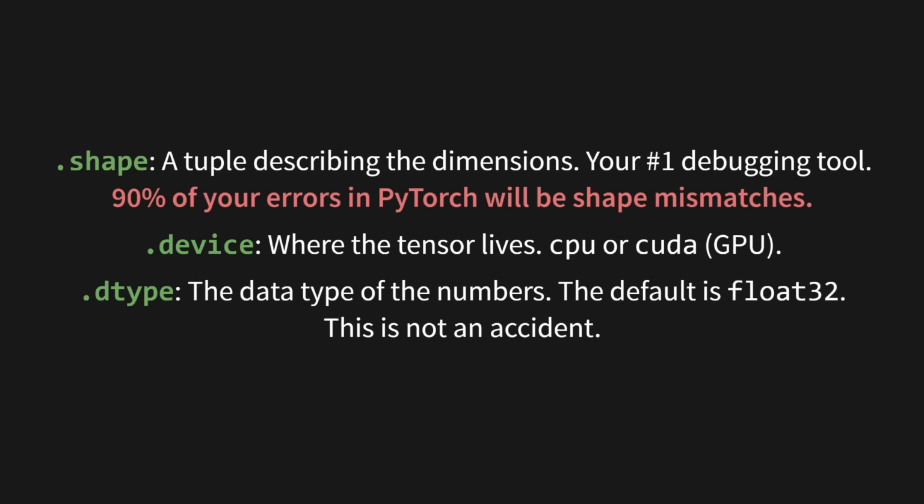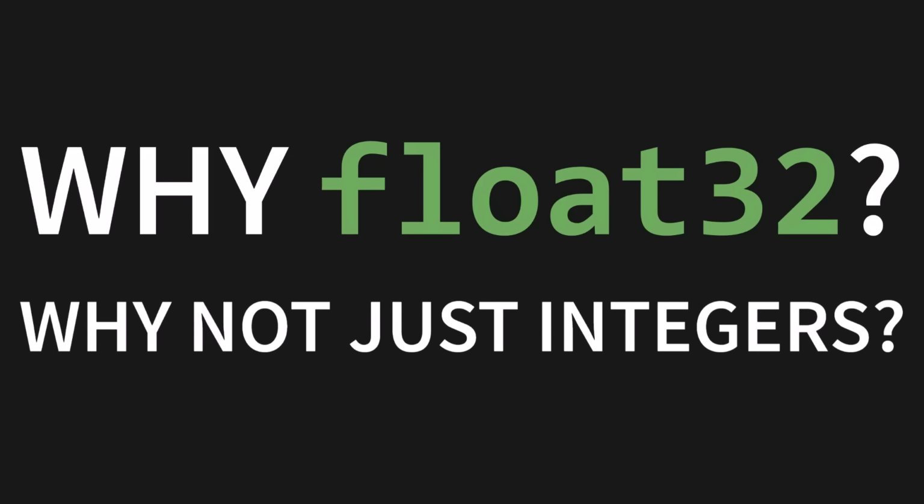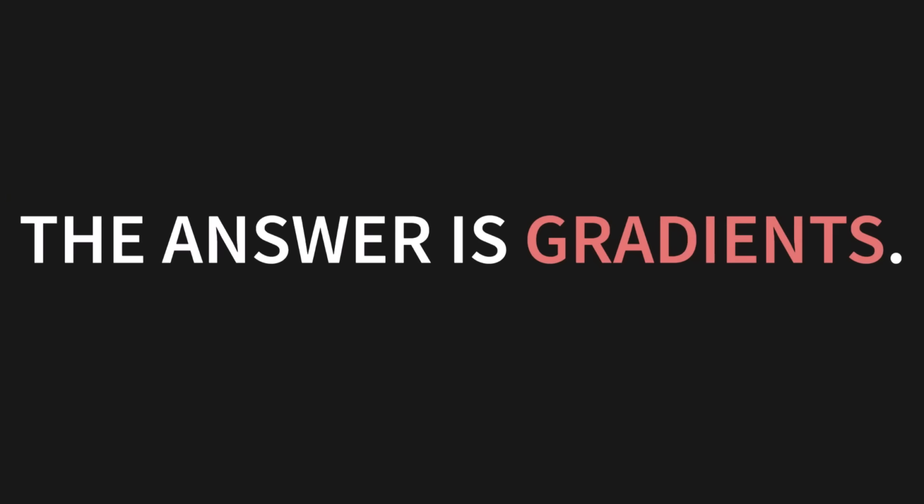Did you notice the default was float32? This is not an accident. Why float32? Why not just integers? The answer is gradients. The entire engine of deep learning works by making tiny, continuous adjustments to a model's weights. We're talking about nudges. You can't nudge a parameter from the number 3 to 3.001 if your data type only allows whole numbers. It's impossible. And that tiny nudge, that's the entire game.